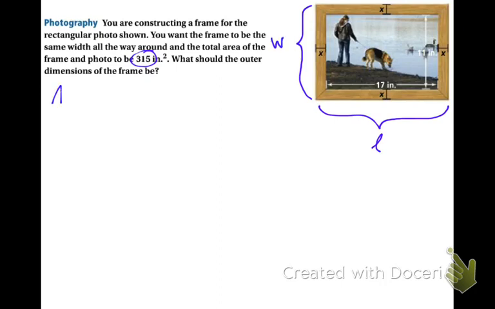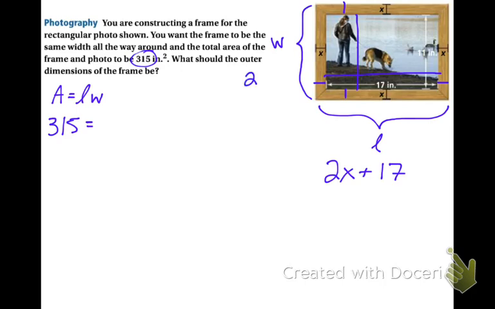My formula for area is equal to length times width. So I've got 315 is equal to, and then when I think about my length, I have my x here, and then have my 17, and I have my x here, so I can just add all those together and get 2x plus 17. My width is the same thing. I have x plus 11 plus x. So when I do that, I get 2x plus 11.